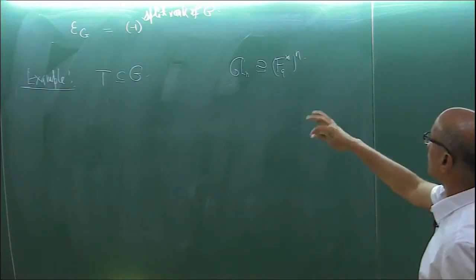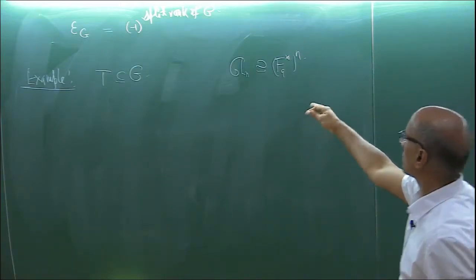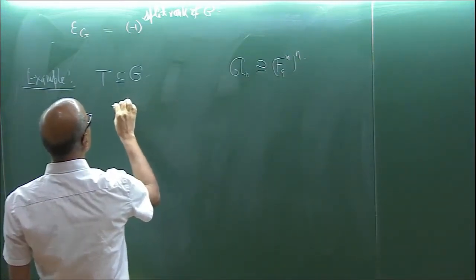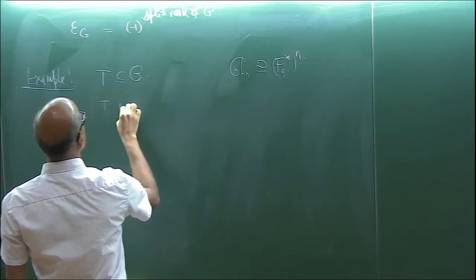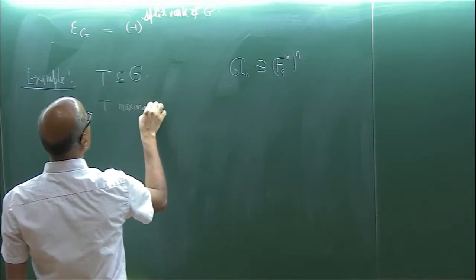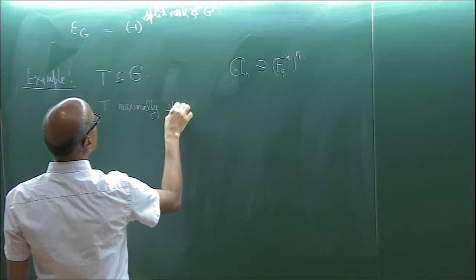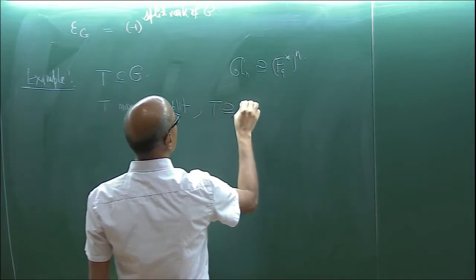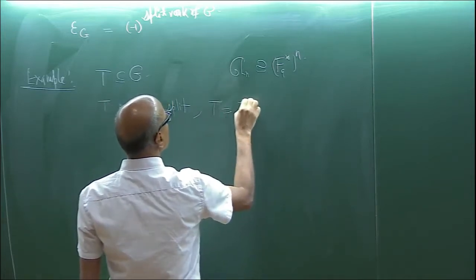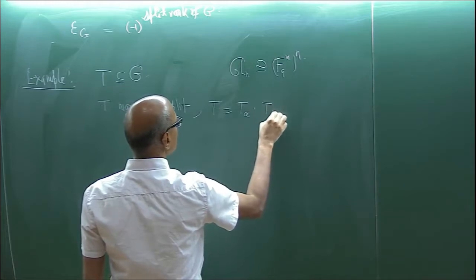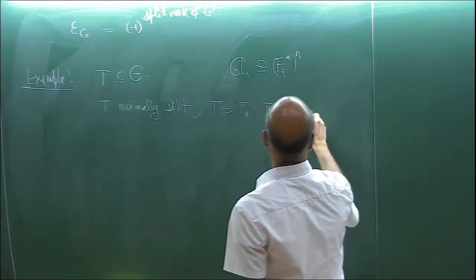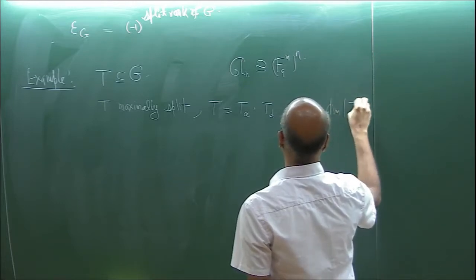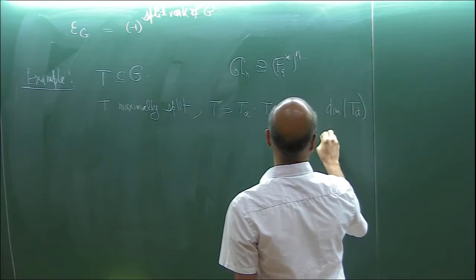Typically, these groups are also called split, because they have as large a split torus as possible, that is, maximally split. Then this torus T is equal to T anisotropic times T split, and the dimension of T split that one is talking about is equal to the split rank of G.